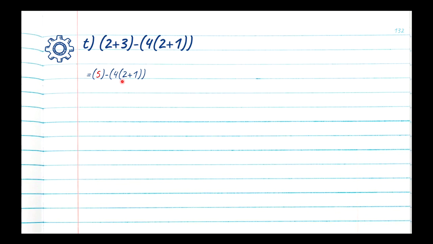So we start over again. Are there any child brackets? 2 plus 1. There's no further children, so we can go ahead and solve the innermost bracket first. So we're going to solve 2 plus 1. 2 plus 1 is equal to 3, and we drop the rest of the equation.